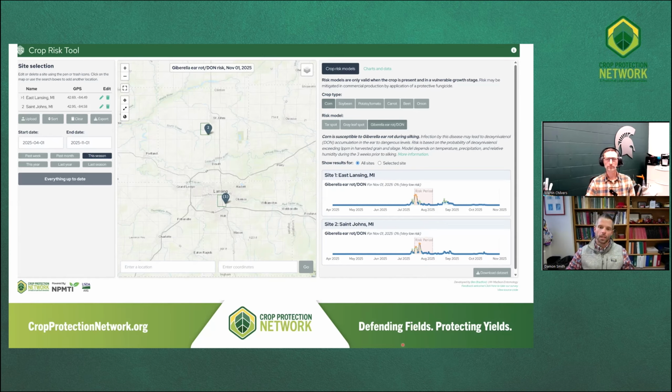So, what's interesting about this process, both in corn and wheat, is that the opportunity for the fungus, that window is actually quite narrow, right?